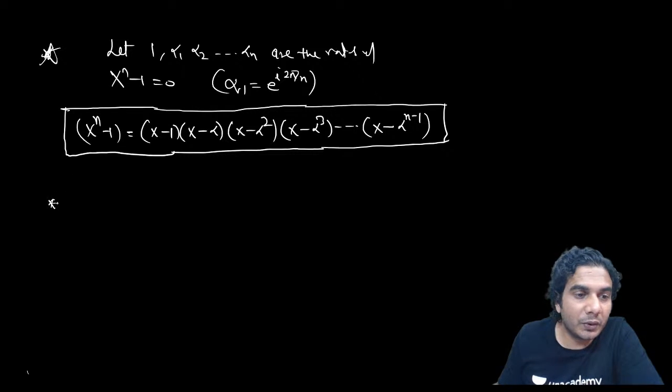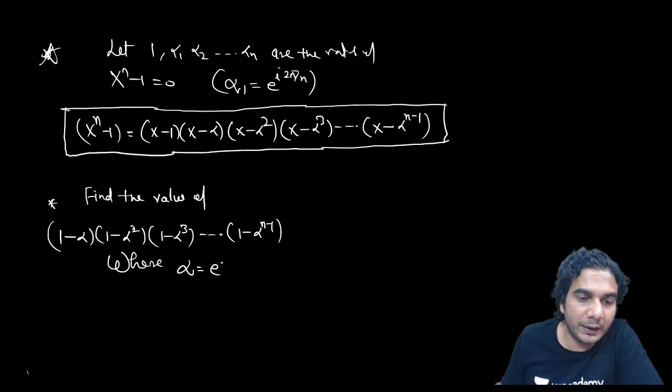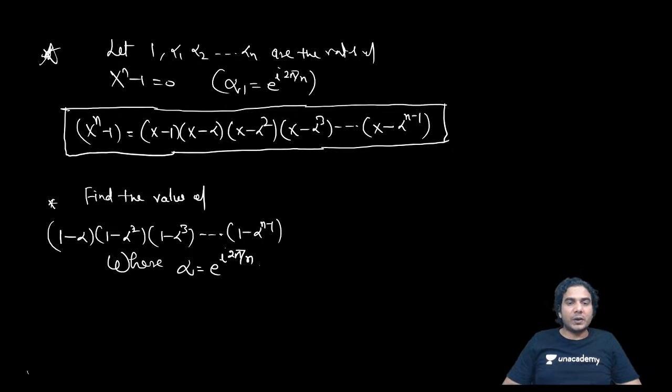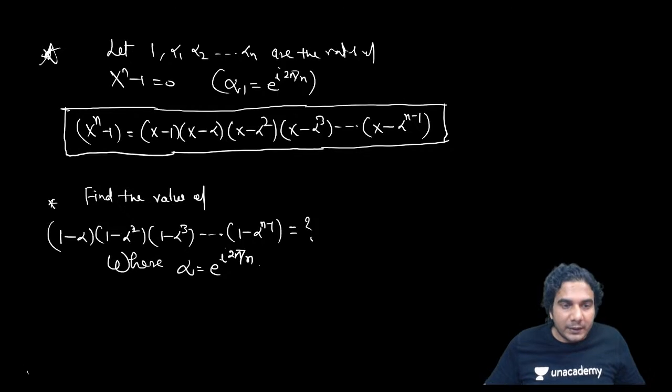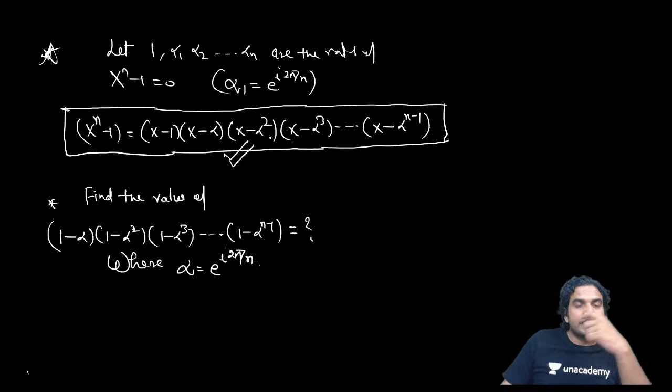Let's see how. So if I ask you to find the value of 1 minus alpha, 1 minus alpha square, 1 minus alpha cube, and so on, 1 minus alpha raised to n minus 1, where alpha is equal to e raised to i 2 pi by n. Alpha is given as e raised to i 2 pi by n. That means alpha is the nth root of unity. You need to find this product. You can see it is the product of n minus 1 linear factors, and for linear factors you need to use this factorization. How do you use it basically? That's the main question. Think about it for a minute and I'll tell you the solution.